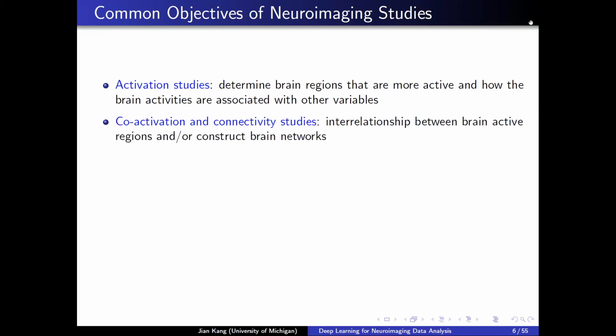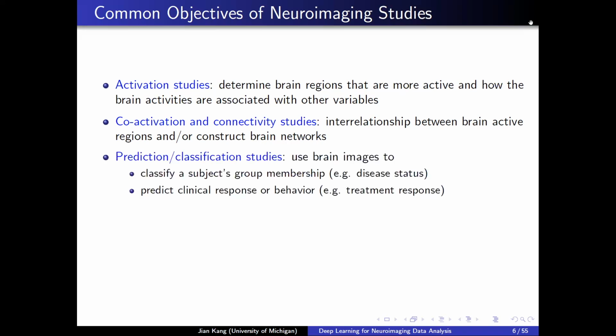There are also co-activation or connectivity studies that try to study the interrelationship between brain activation regions, or study brain connectivity patterns, structural connectivity or functional connectivity, to understand brain networks. And there is also huge interest in carrying out prediction or classification analysis that tries to use brain imaging as a useful biomarker to predict disease status or treatment response.